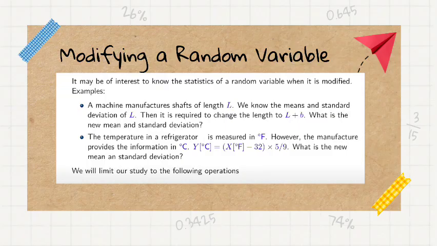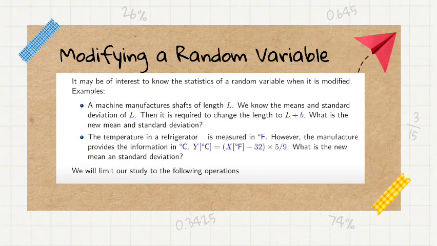Modifying a random variable. Motivation. In some situations, the variable of interest is a function of a random variable, and we would like to know the statistics of that variable. For example, consider a machine that manufactures shafts of length L. We know the mean and standard deviation of the shaft. Then it's required to change the length of the shaft to L plus B. The question is, what's the new mean and standard deviation?